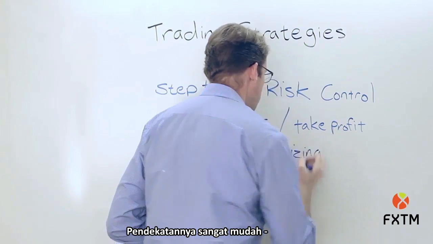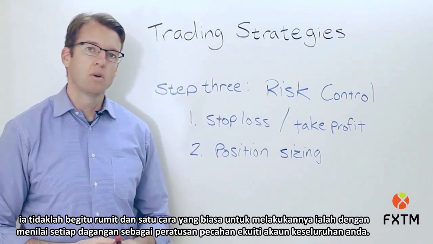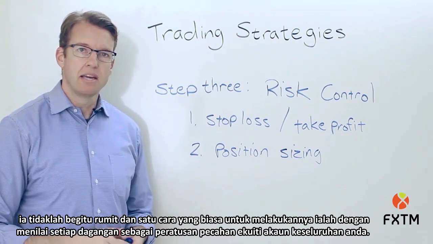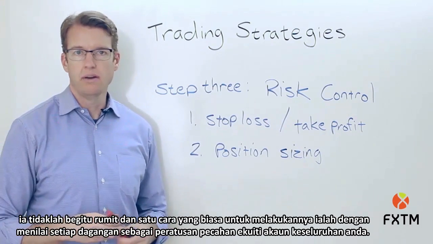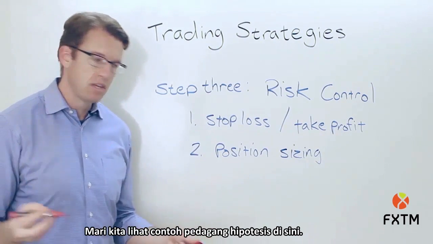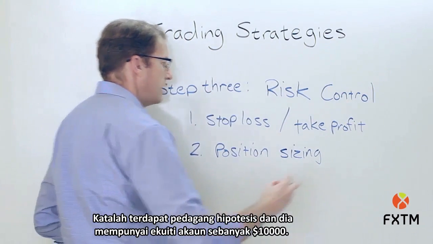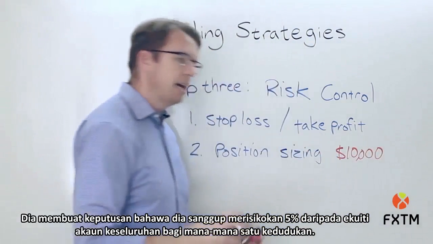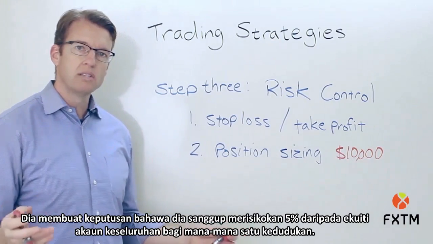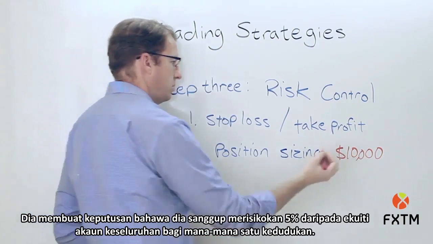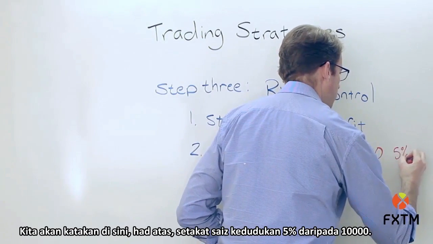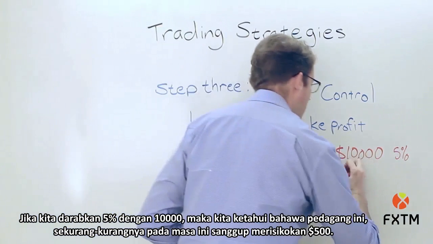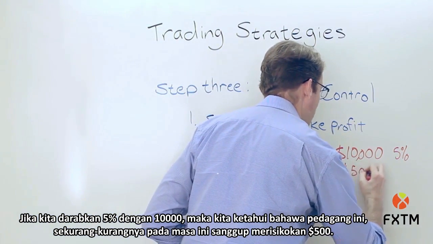Now, we can approach this very simply. It's not very complicated, and one of the common ways to do this is by evaluating each trade as a fractional percentage of your overall account equity. So let's put ourselves in the example of a hypothetical trader. Let's say that there was a hypothetical trader, and she had account equity of $10,000. Now, she had decided that in any single position, she was willing to put at risk 5% of her overall account equity. So we'll say here the upper limit as far as the position size is 5% of 10,000. Well, if we multiply 5% by 10,000, then we find out that this trader, at least right now, is willing to put at risk $500.